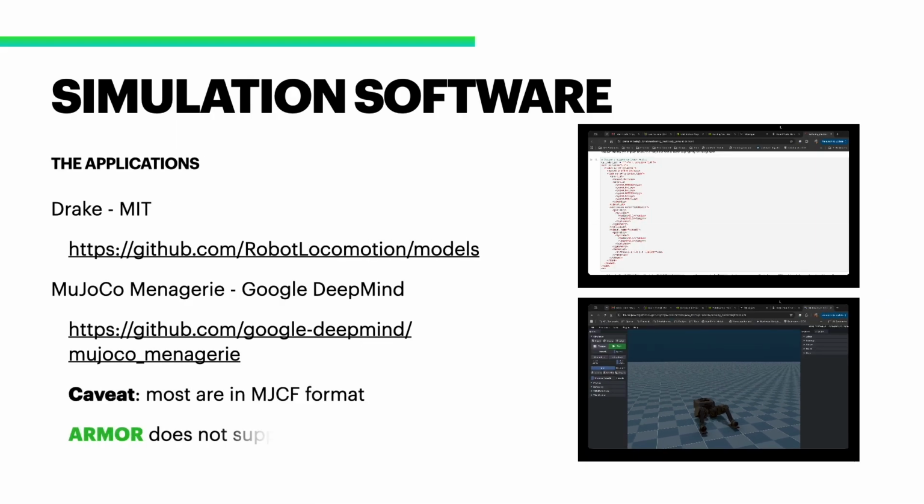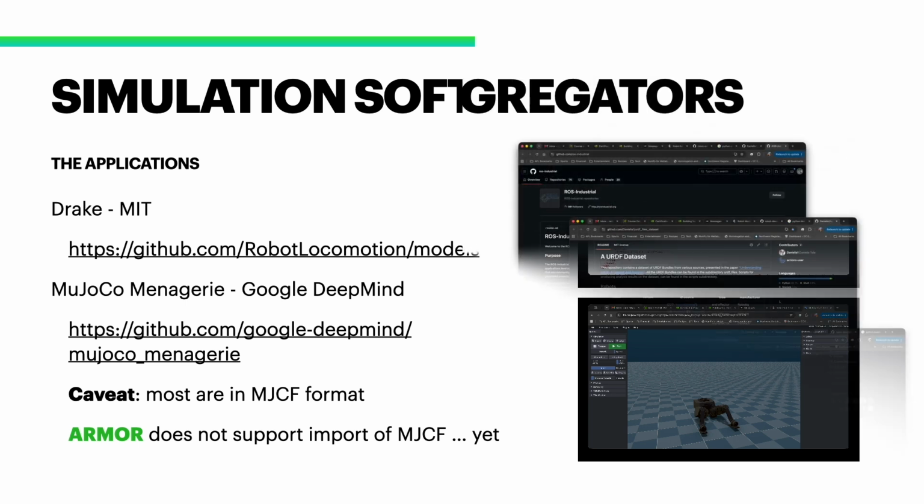One caveat with the MuJoCo Menagerie: most of these models use the MuJoCo native MJCF format, which is related but uses different syntax from URDF and adds on certain features that don't exist in URDF. As I record this video, Armor internally converts URDF to MJCF but does not yet support working in the opposite direction, namely importing MJCF files.